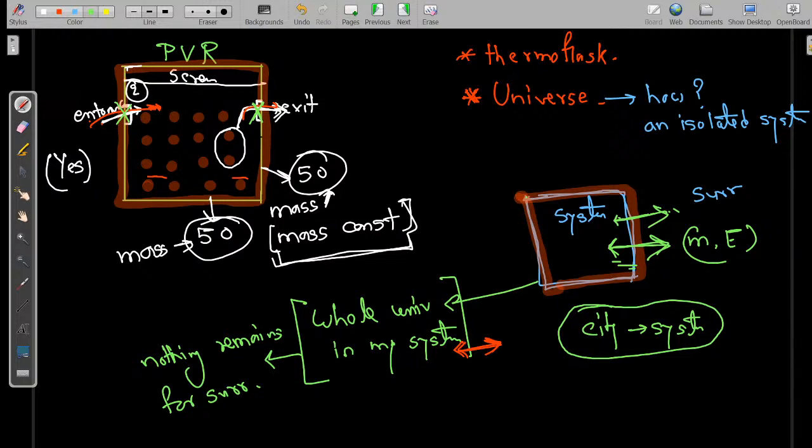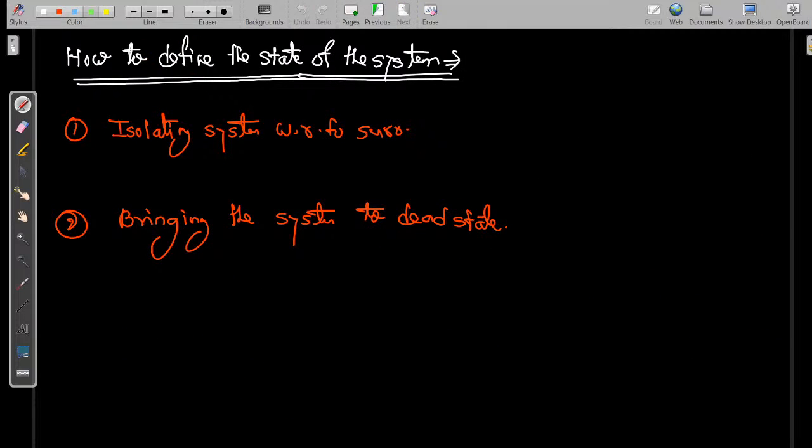Okay, so that's why I am saying that isolating the system with respect to the surroundings is the first way of defining the state of the system.